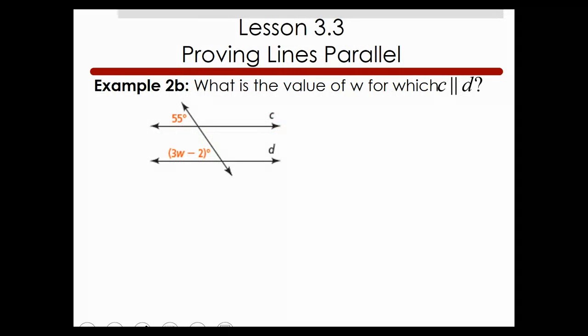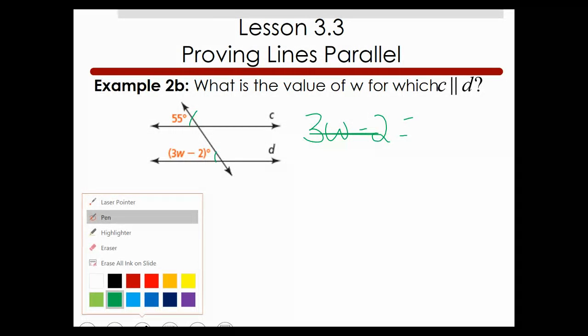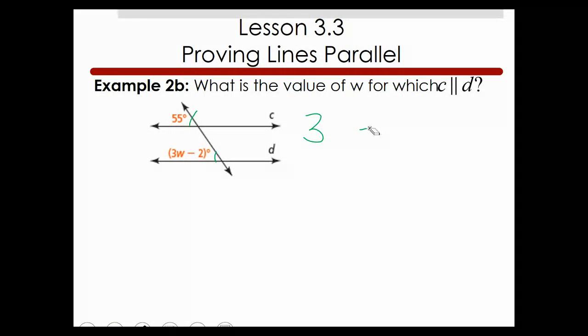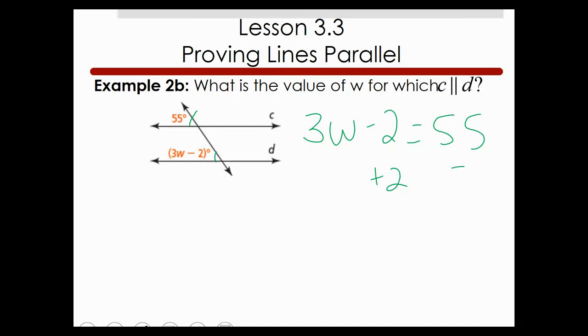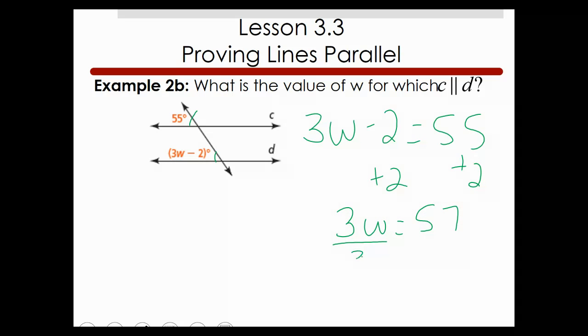Let's try this one. So example 2b, you have this angle and this angle. They are corresponding angles. So we have to find W. So we know corresponding angles have to be equal for the lines to be parallel. So add 2, let's just solve it. 3W equals 57. Divide by 3, divide by 3. So it goes in ones, 27, 19, I believe.